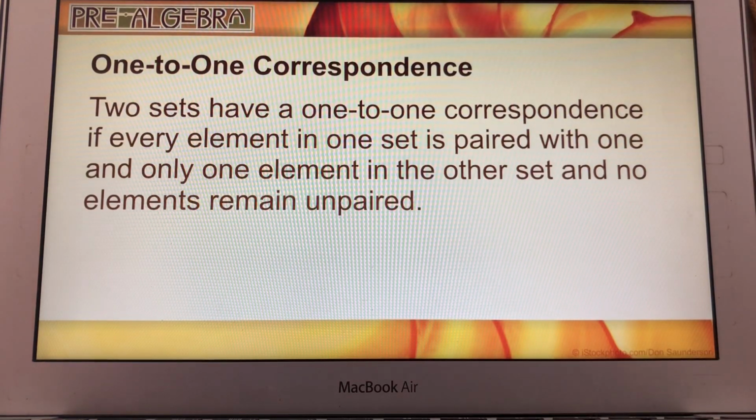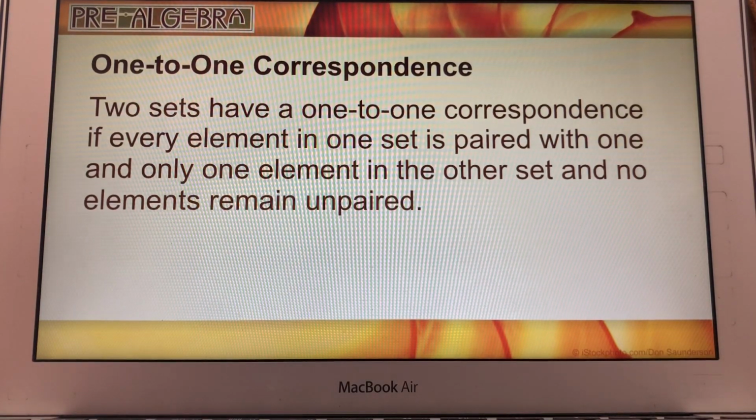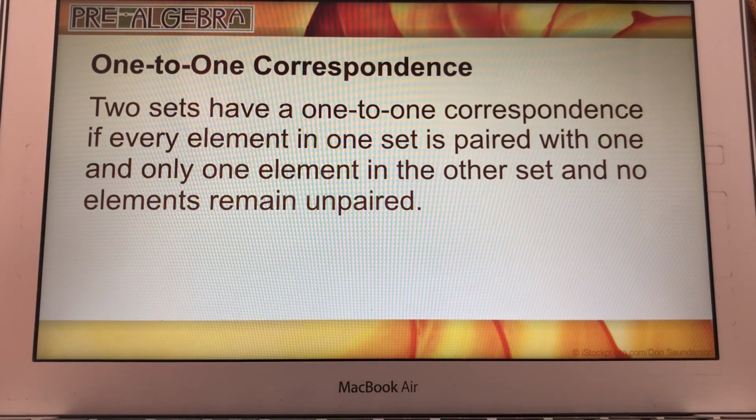Okay, so we are familiar, first of all, with a number line. A number line and the set of real numbers have a unique relationship called a one-to-one correspondence. That means that every element in one set is paired with one, and only one, element in the other set, and no other elements remain unpaired.